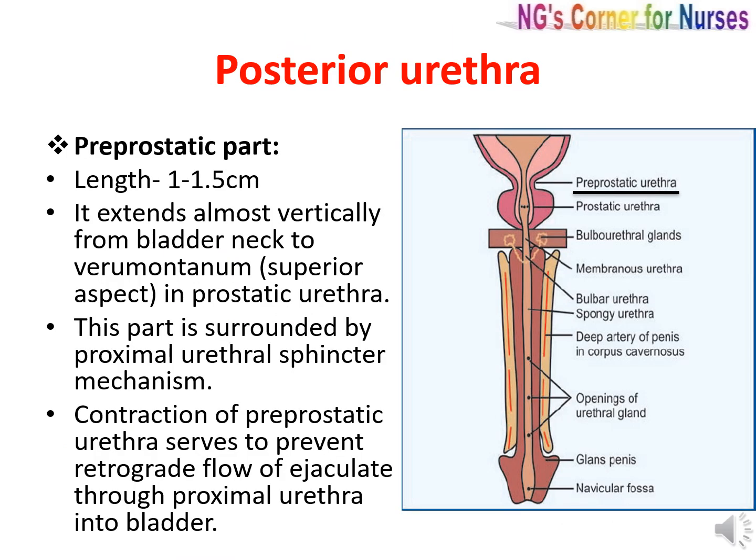Let's start with the posterior urethra. First is the pre-prostatic part. The length is about 1 to 1.5 centimeters. It extends almost vertically from the bladder neck to the verumontanum, that is, the superior aspect of the prostatic urethra. And this part is surrounded by the proximal urethral sphincter mechanism. Contraction of the pre-prostatic urethra serves to prevent retrograde flow of ejaculate through the proximal urethra into the bladder.